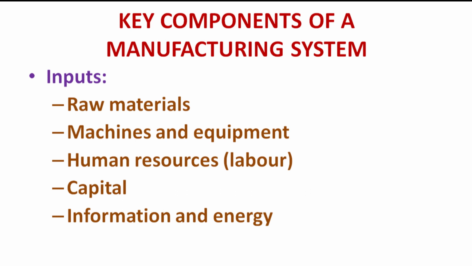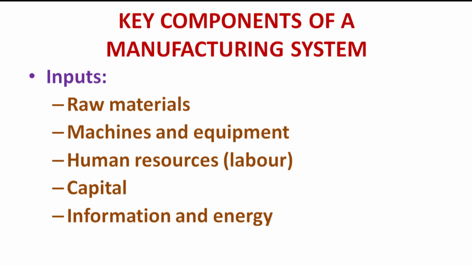Third one is the human resource or the labor. Different labors will be there. Some will be at the worker level, some will be at the supervisor level, and someone will be at the managerial level. Capital is the fourth component of any input, where you will need a certain amount of money for the purchasing of raw material and for day-to-day work.